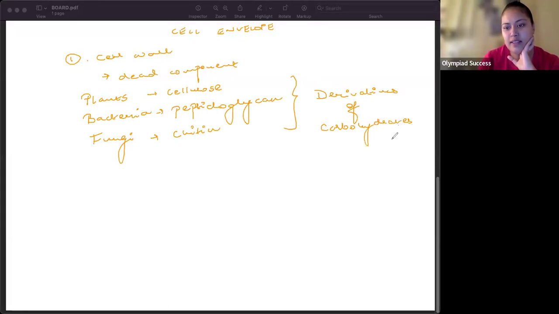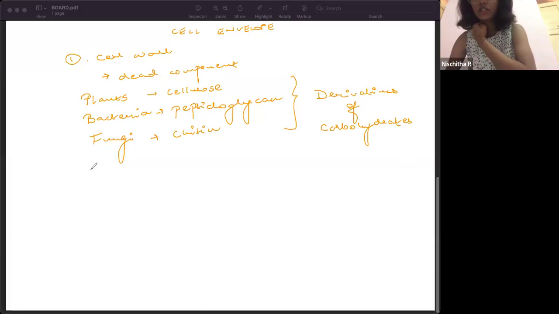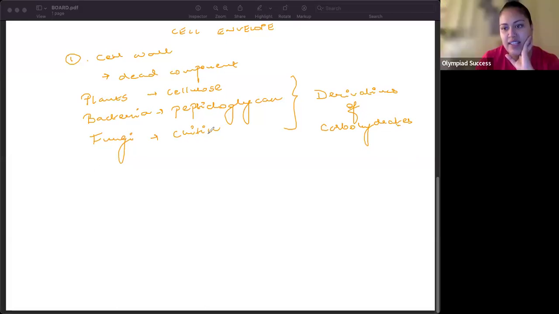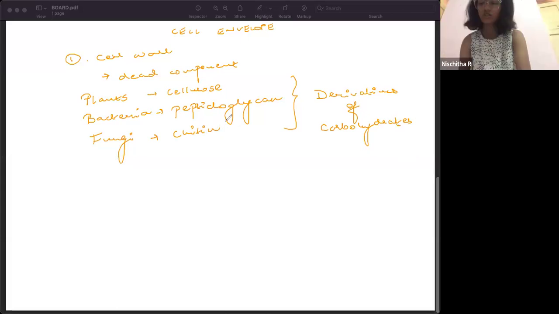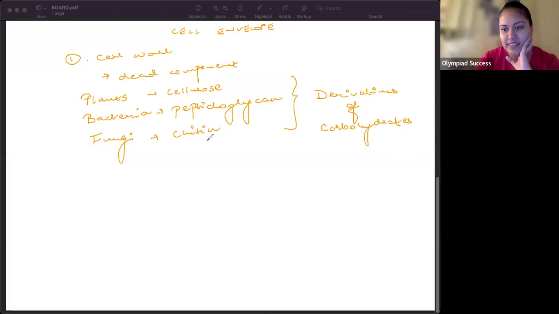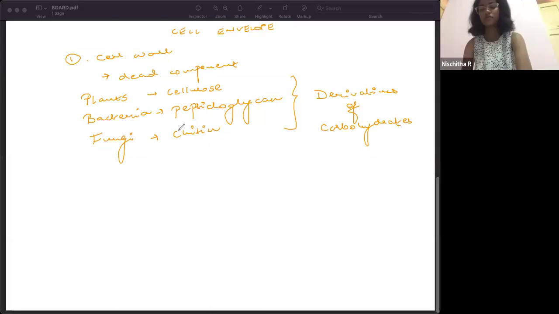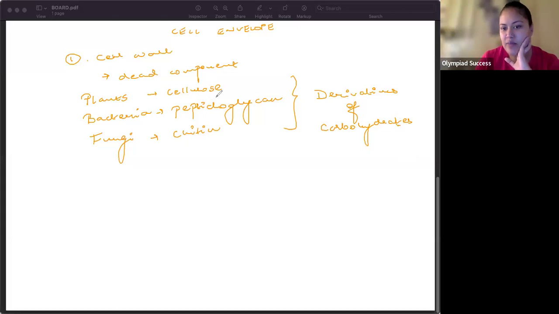All right. So cellulose is also a complex carbohydrate. Can you repeat what the fungi is made up of? Chitin. CHITIN. So that is also a complex carbohydrate like cellulose, and peptidoglycan is also a derivative of glucose only. Glycan is glucose and peptido is protein.